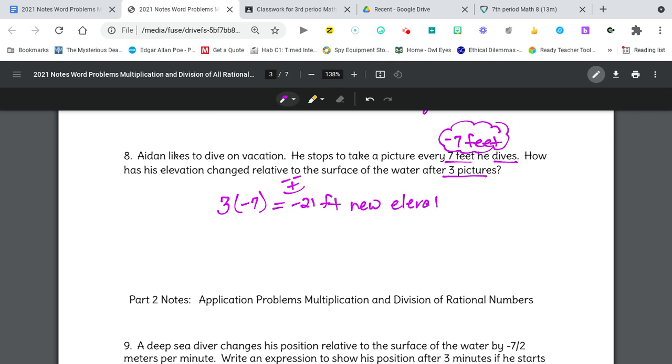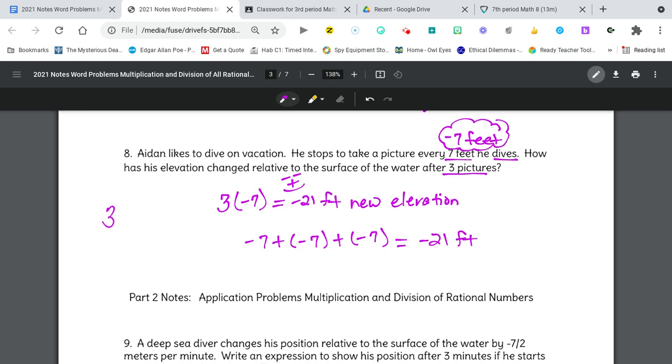Now, some of you may have done this, guys. Someone said, well, he stopped at 7 feet to take the first picture, plus he went down another 7 to take the second picture, then he went down another 7 to take the third picture, which makes negative 21. You can do it that way. I don't care, but I'd rather just say he went down 7 feet 3 times because he took 3 pictures. Keyword: times. He did that 3 times, guys.